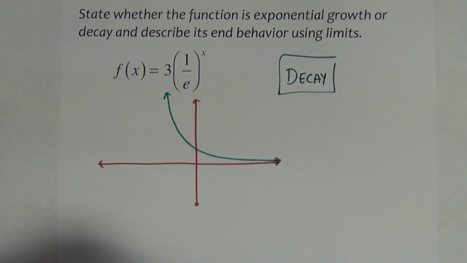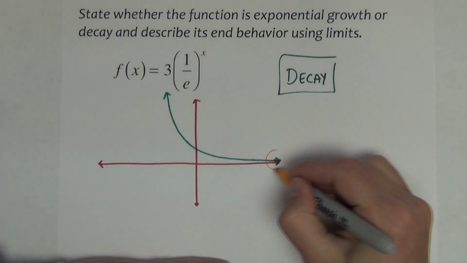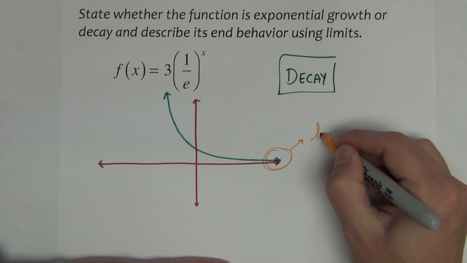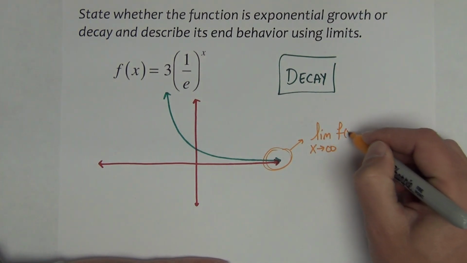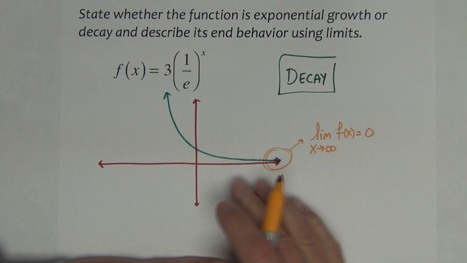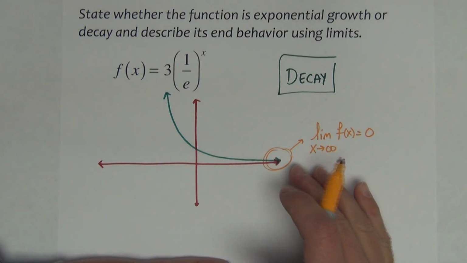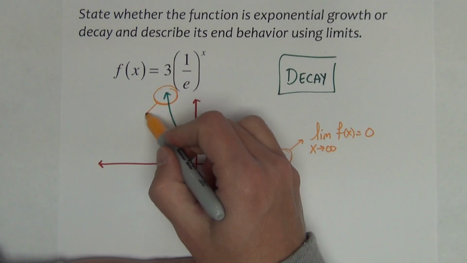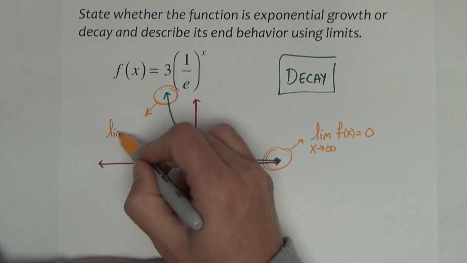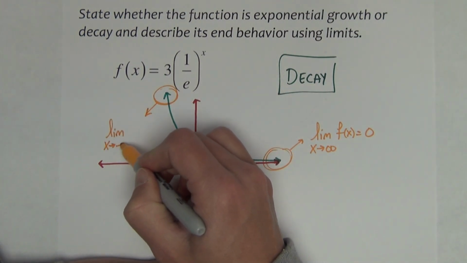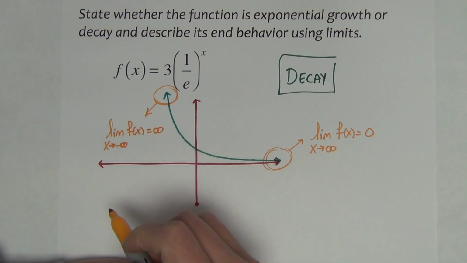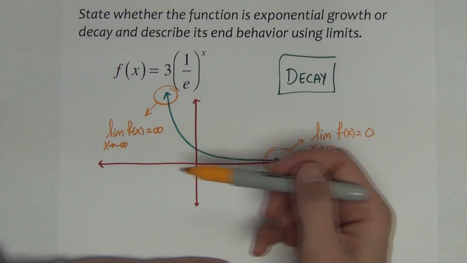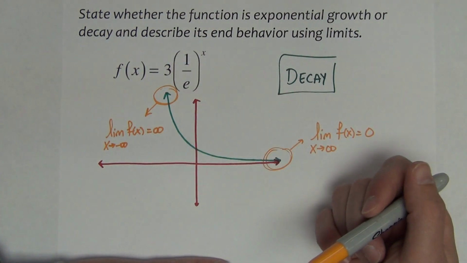And then describe its end behavior using limits. So let's see, this end, limit as x approaches infinity of f of x is 0. Going to the right, it's flattening out at 0. And this end, limit as x approaches negative infinity of f of x equals positive infinity. As we're going left, it's going up.